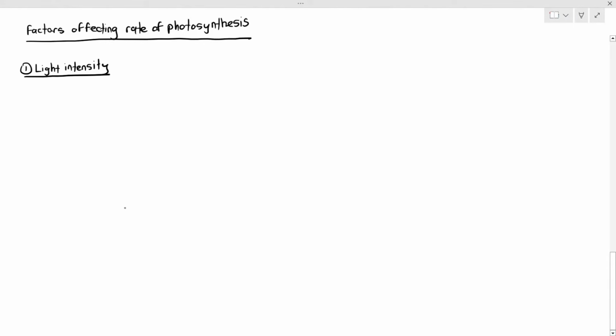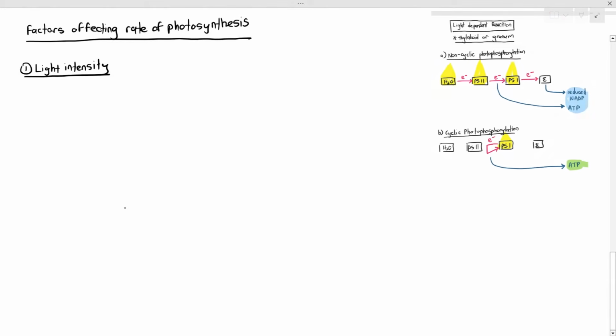Now, how does light intensity actually affect the rate of photosynthesis? Think about it. Light is actually required in the light-dependent reaction. And because of light, it is able to produce reduced NADPs and ATPs, which will then be used in the light-independent reaction, or the Calvin cycle.